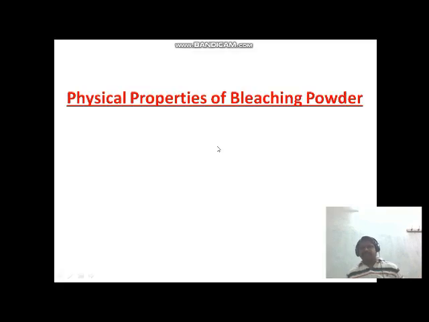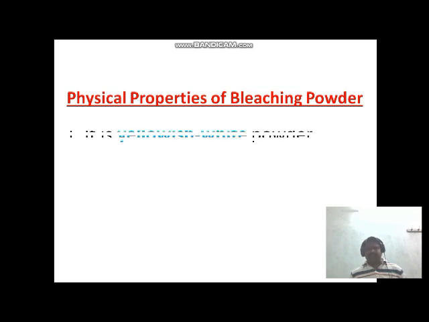Next, see here: physical properties of bleaching powder. Two kinds of properties are present: one is physical property, and the second is chemical property. Physical properties are those we observe by seeing, by touching, by smelling, most probably without touching. All such properties are known as physical properties. So, the first physical property of bleaching powder: it is a yellowish white powder.